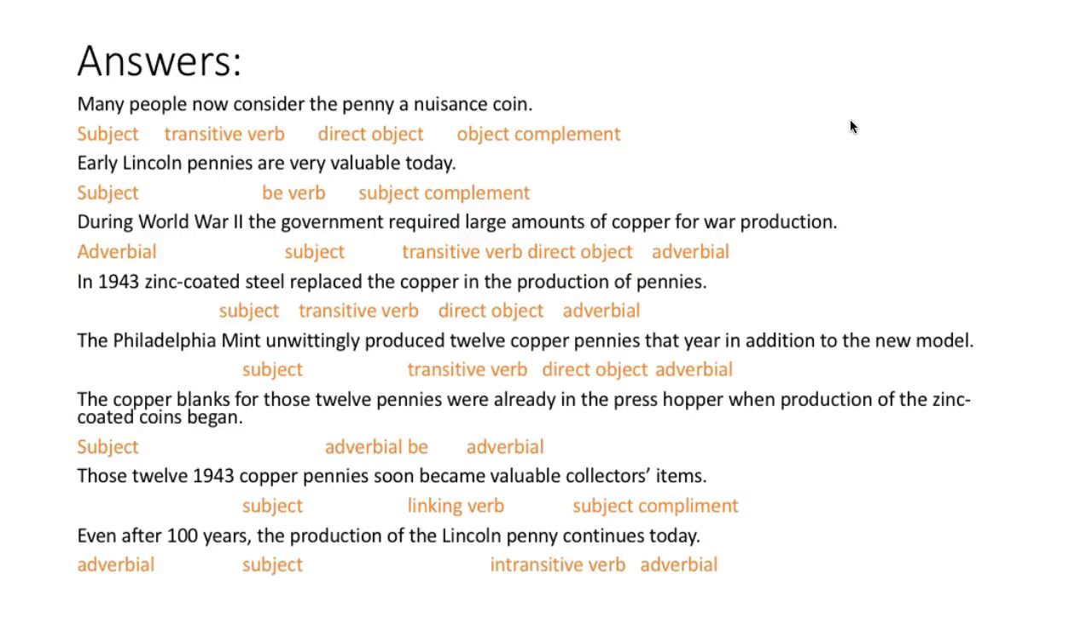All right, the next one is those 12 1943 copper pennies, subject, linking verb is became, and then subject complement, collector's items. And then even our final one, even after 100 years, the production of the Lincoln penny continues today. In this, we have the subject, production, and the intransitive verb, continues. Adverbial today, adverbial even after 100 years. So this, knowing how these sentences work, gives us a lot of versatility.